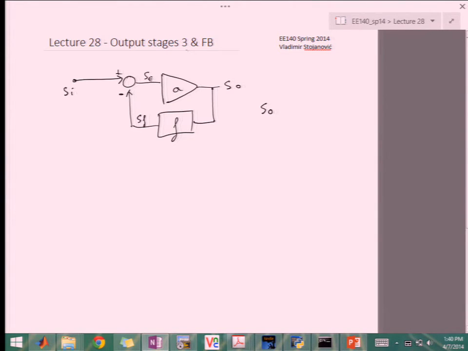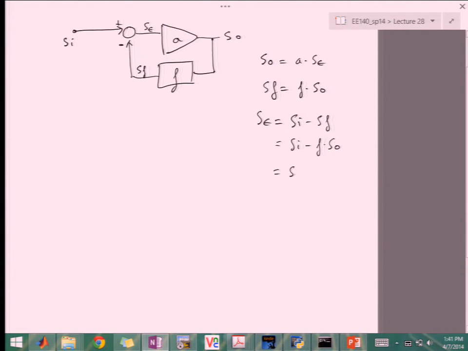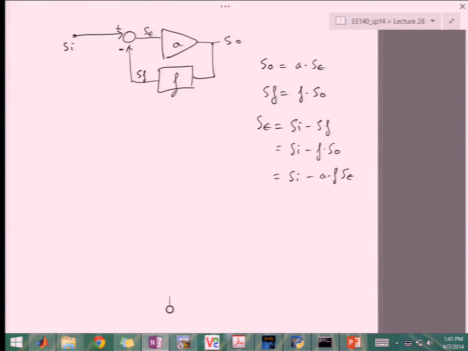And so if you go and write it out, SO will be A times SE, SF will be F times SO, SE will be SI minus SF, so SI minus F times SO. A times F SE, and in this case, you're going to have that SO equals A times SE, so SE will be SI over 1 plus A times F.